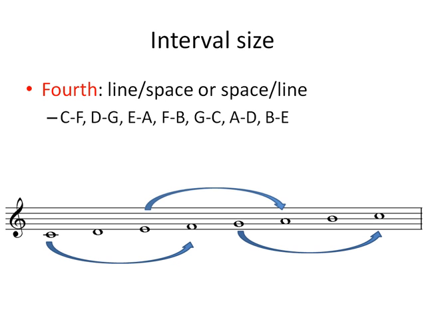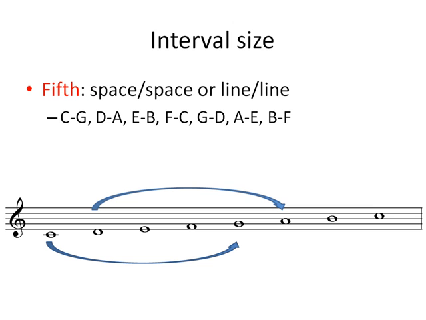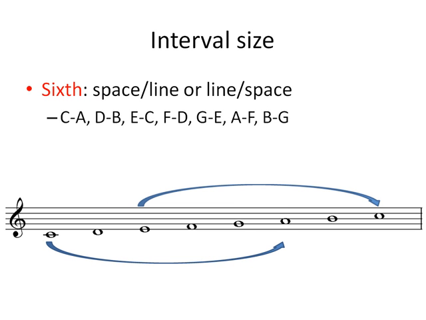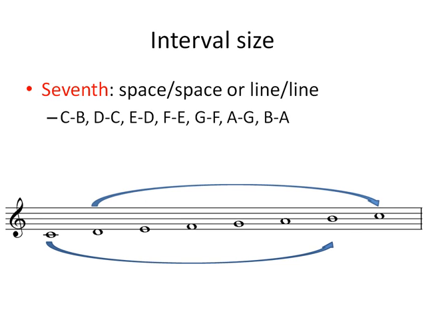The slide lists all of the fourths that are found in the C major scale. Fifths appear on every other line or every other space. The slide lists all of the fifths that appear in the C major scale. Sixths encompass 6 notes. The slide lists all of the sixths present in the C major scale. Sevenths encompass, you guessed it, 7 notes. All of the sevenths in the C major scale are listed on the slide.